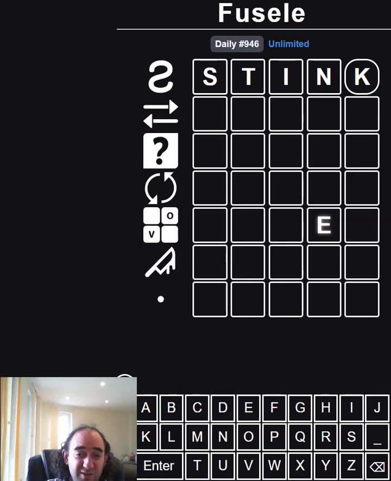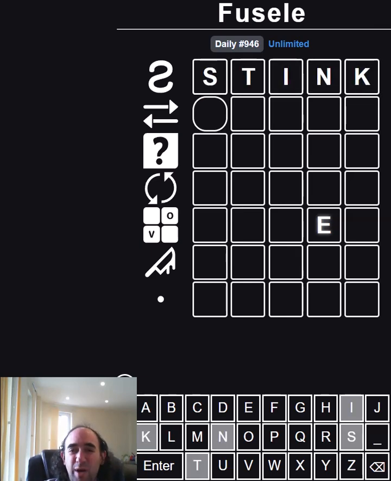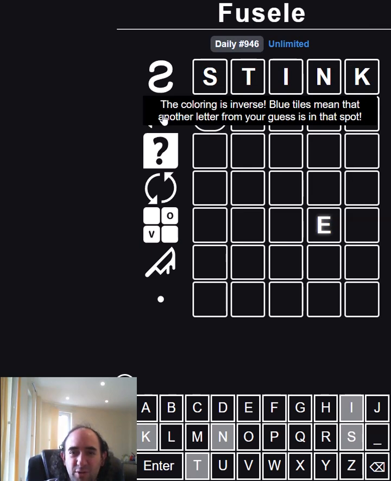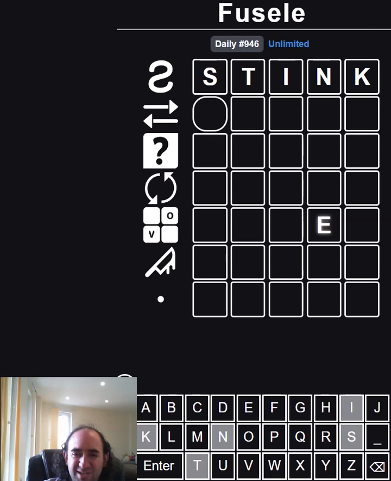Of course, there's a tiny chance it's correct. That's why I do like to go for a word that is a valid answer forwards. However unlikely it may be. And in fact, it's been completely unhelpful today. Wow, we've just ruled out 5 letters in one go. Okay. Blue tiles mean that another letter from your guess is in that spot. Okay, let's just try 5 new letters.